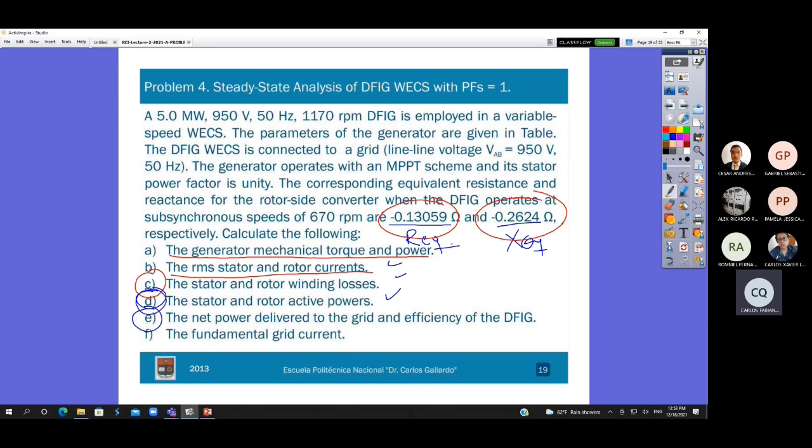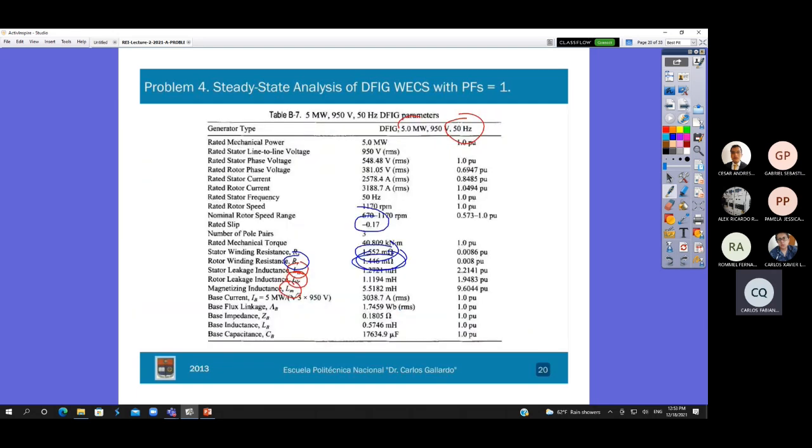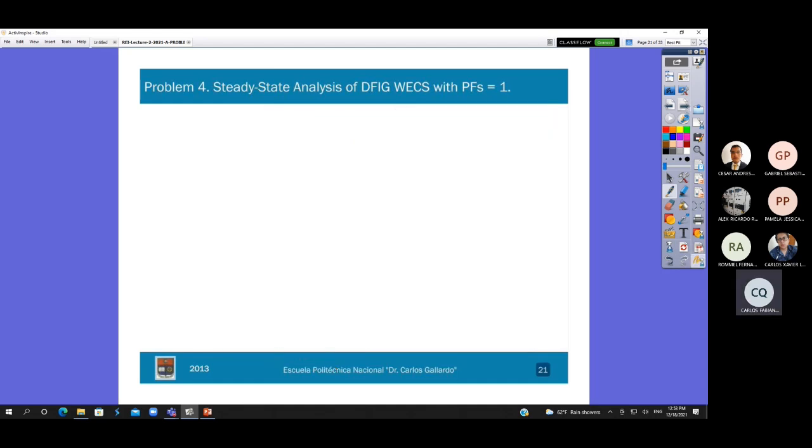Is missing question D, the stator and rotor active power. So let's continue with question D, the stator and rotor active powers. For the stator, by definition, the stator active power is equal to 3 times the line to neutral voltage times the line current times the power factor.